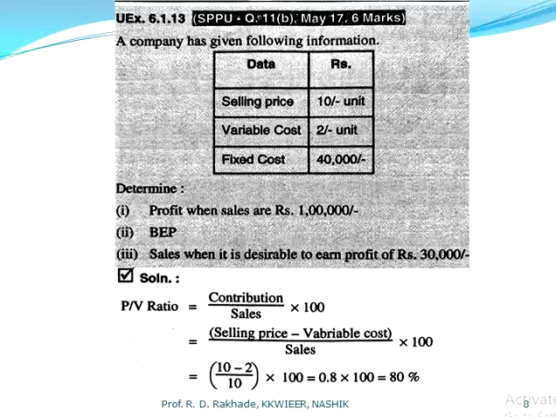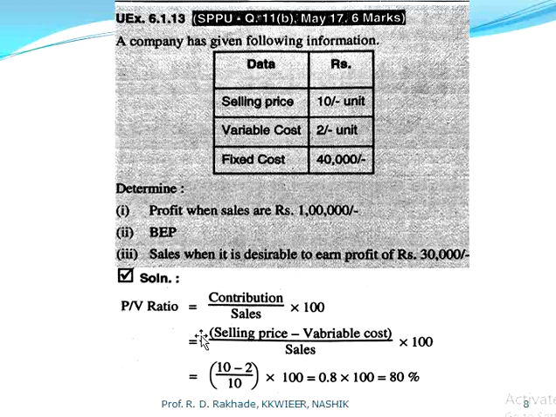Next, a company has given the following information. We have sale price, variable cost, fixed cost. Calculate the profit when sale is 1 lakh rupees, the break-even point, and the sale when it is desirable to earn profit of 30,000. For calculating the break-even point, first calculate the profit volume ratio.